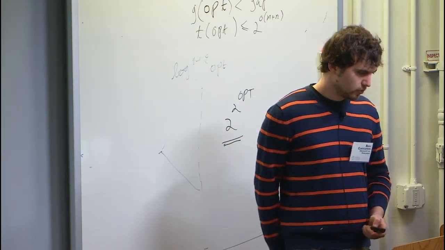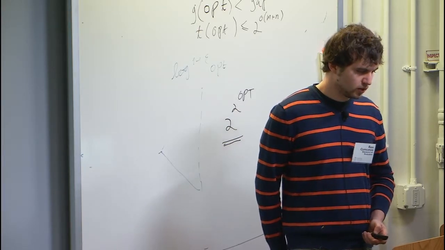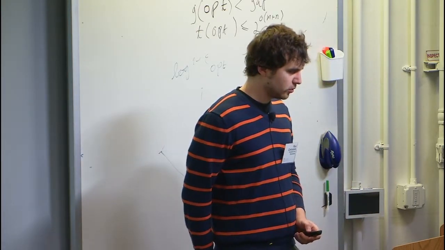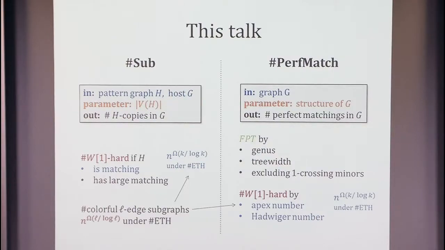Okay, so then we get this lower bound as well. All right, then let me just conclude my talk. This talk consisted of 2 parts. In the first part, we were considering the subgraph counting problem where you were given a pattern and a host, parameterized by the size of the pattern, and you wanted to count the number of H copies in that graph. You've seen that this problem is #W[1]-hard if you're considering matchings.